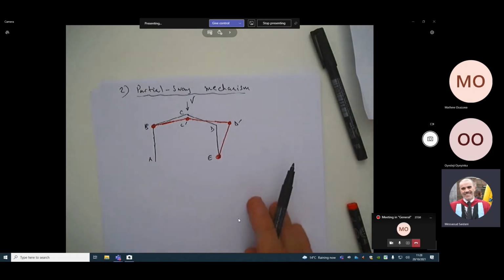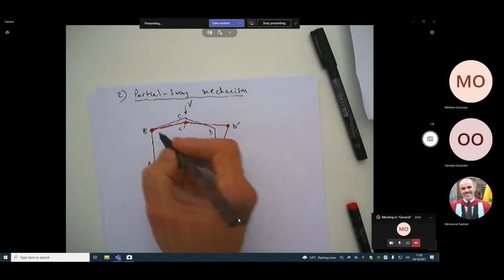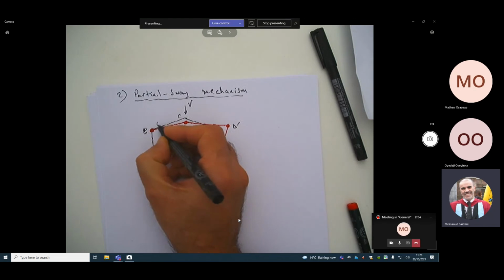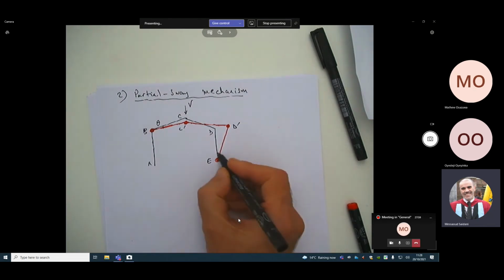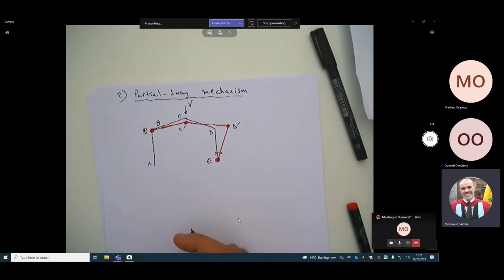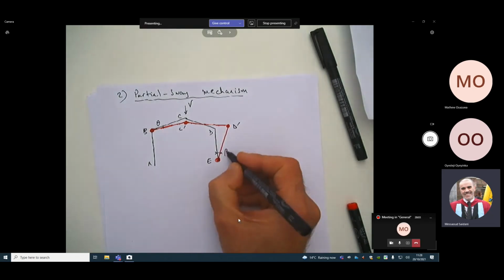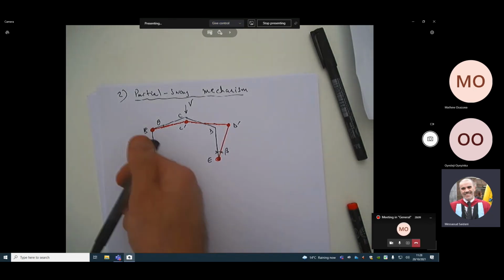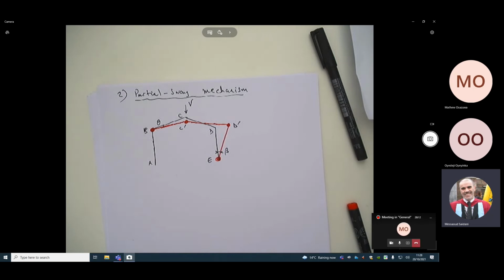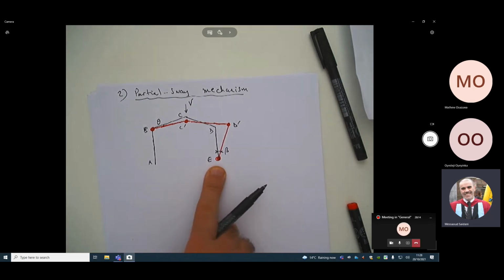Okay, so if we call the angle here theta, then the angle at E will be different. So we call it beta, and we need to find the relationship between beta and theta.